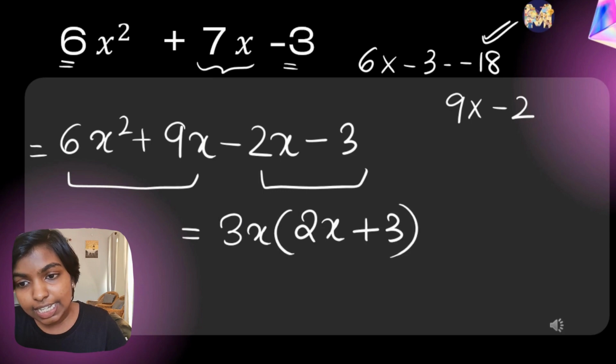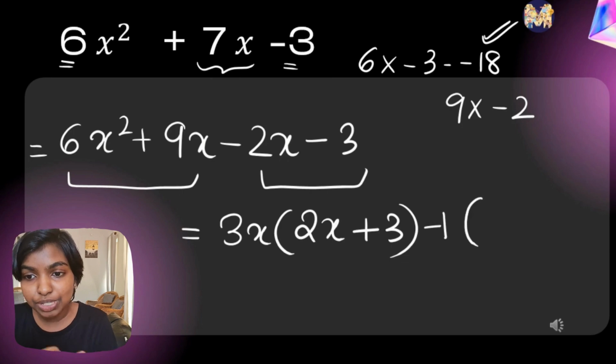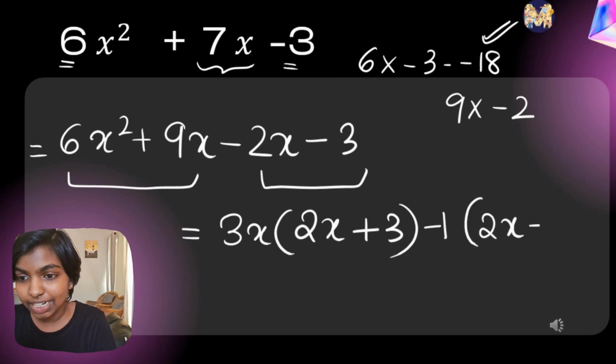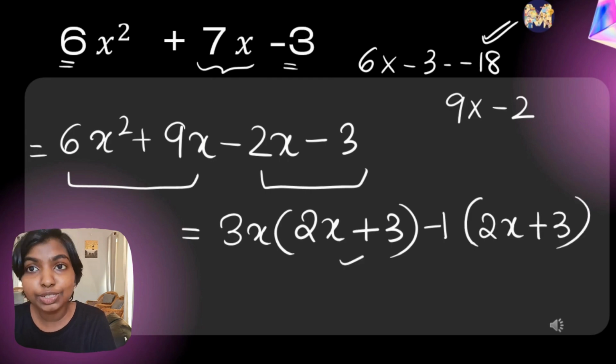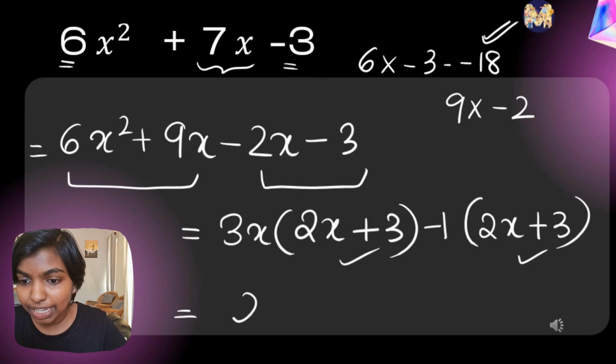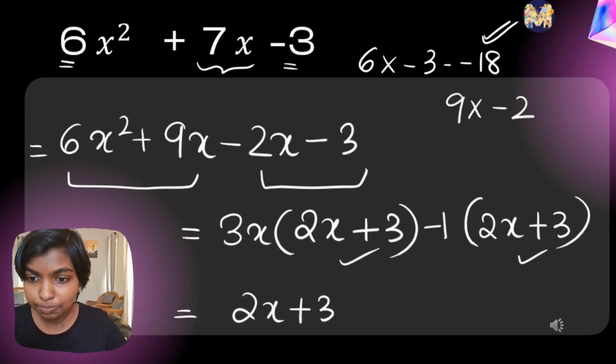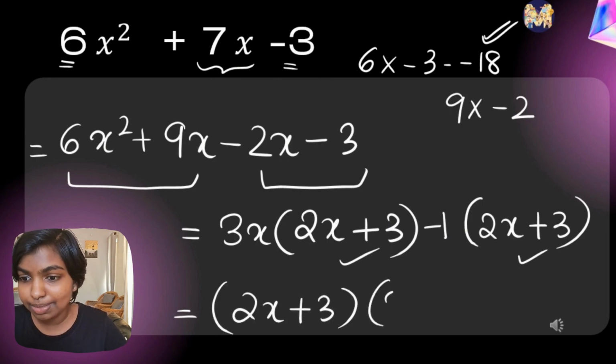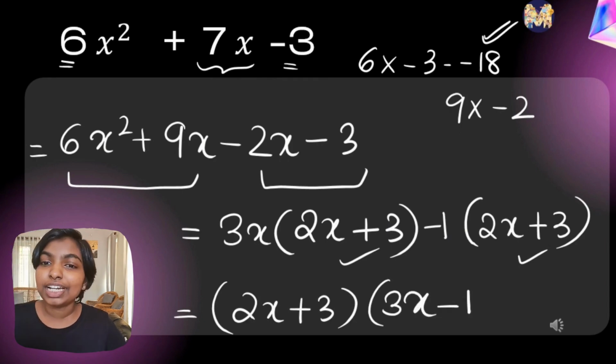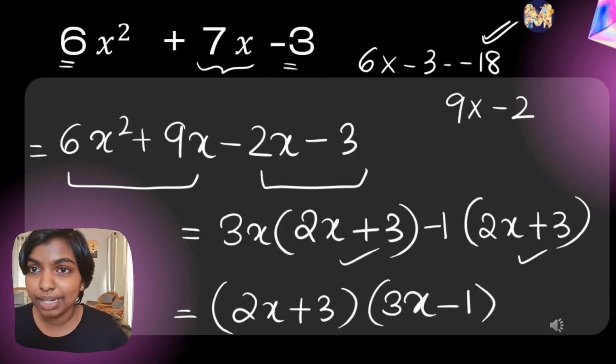And then in the second set of terms, our goal is to get 2x plus 3 on the other side as well, right? So we're going to take minus 1 common from minus 2x minus 3, and we would be left with 2x plus 3. Now I have 2x plus 3 here and 2x plus 3 here. So let me just take 2x plus 3 common again, and the other factor would come out to be 3x minus 1. And yes, these two are the factors of 6x square plus 7x minus 3.